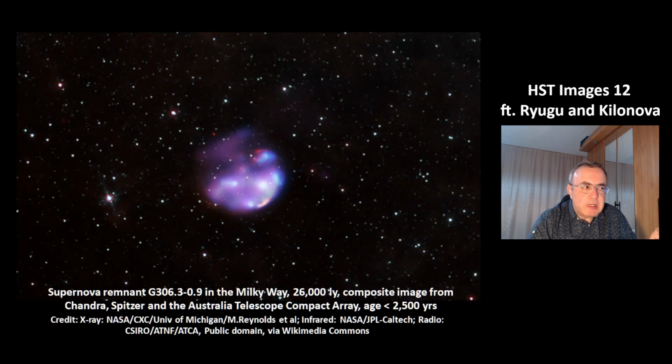This is the supernova remnant G306.3-0.9 in the Milky Way at a distance of 26,000 light years. This is a composite image from Chandra, Spitzer and the Australia Telescope Compact Array. And what's special about this supernova remnant is that its age is less than 2,500 years.